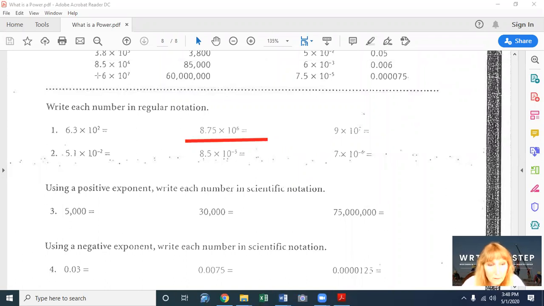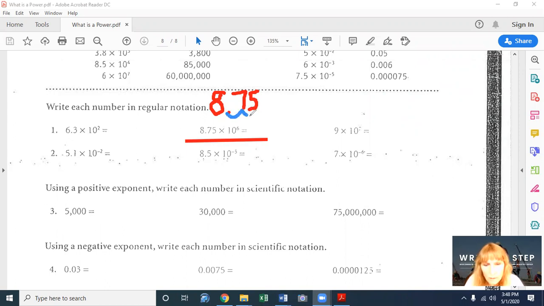8.75 times 10 to the 6. Now we want to write it in standard form. It's already been written in scientific notation, so we want to go the opposite direction, right? So when we do that, I'm going to write it out here just so we have it big for us. 8.75, and I have 10 to the 6, right? That little 6 means I have to move my decimal 6 places, and because the 6 is positive, I'm going to move it to the right because my number has to get really big.